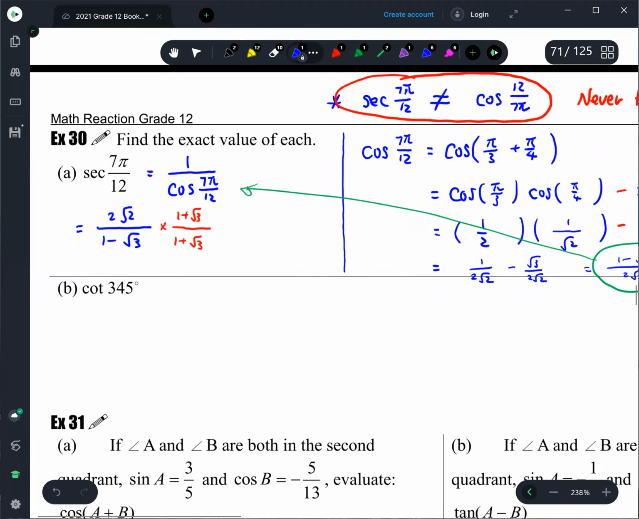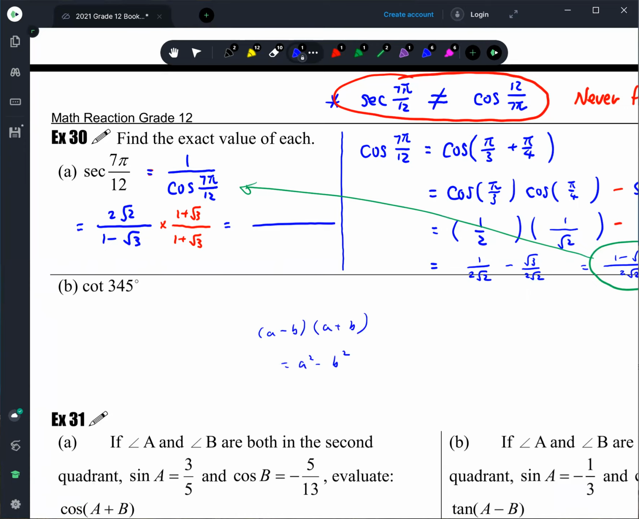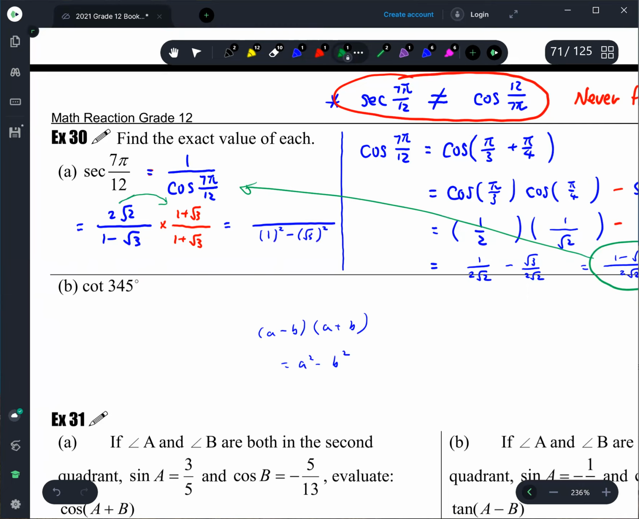I hope I have enough space. So for the denominator, we are using the formula: a minus b. 1 minus root 3 times 1 plus root 3 will give you a squared minus b squared. So a is 1, minus b is root 3, b squared. What about the top? The top you just distribute one by one.